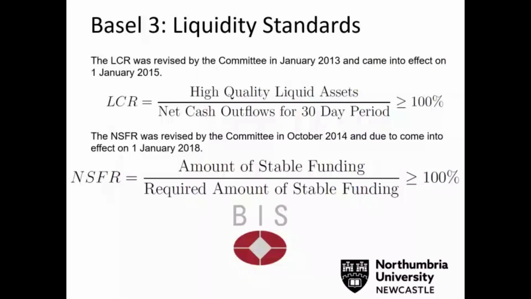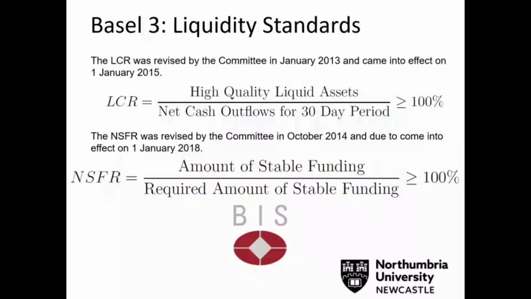Now, let's look at the new liquidity requirements that were introduced in Basel III. And these were first proposed in 2010. First of all, we'll start with the liquidity coverage ratio, which was consulted on until 2013 to come into effect from January 2015. And as you can see from the formula, it is high quality liquid assets over net cash outflows over a 30-day period, and this ratio must be equal to or above 100%.